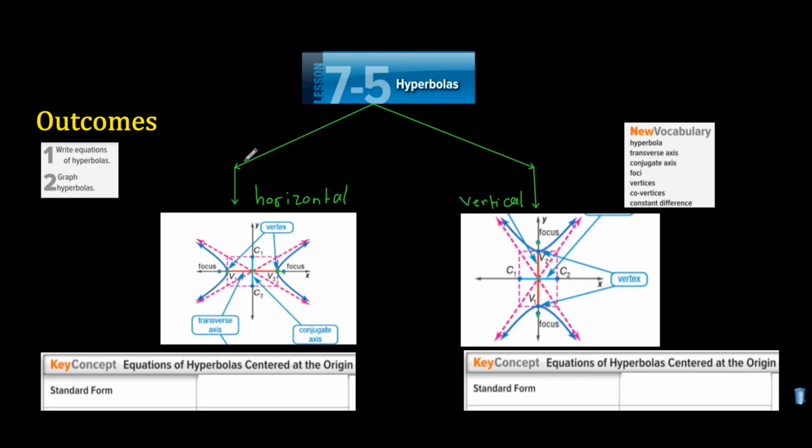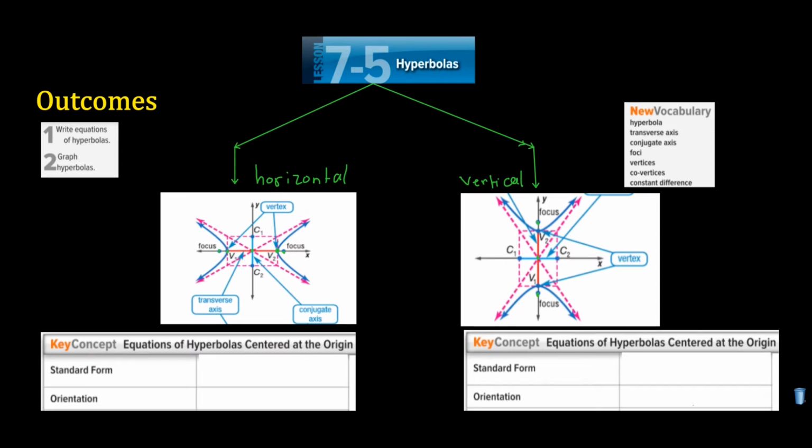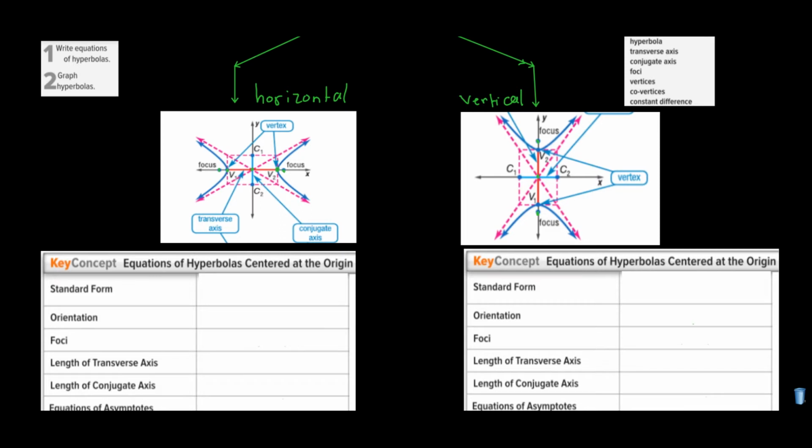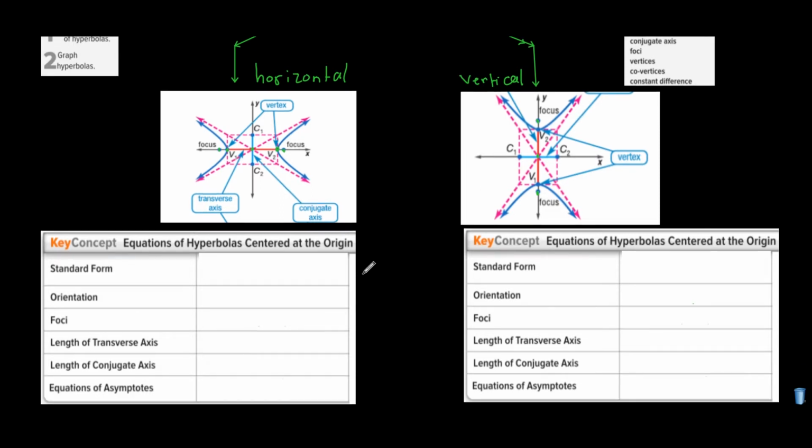We have two types of hyperbola: horizontal and vertical. Okay, let me give you the features of each type. The first type, horizontal: here is vertex 1 and vertex 2, and focus 1 and focus 2 are inside the curves of the hyperbola.